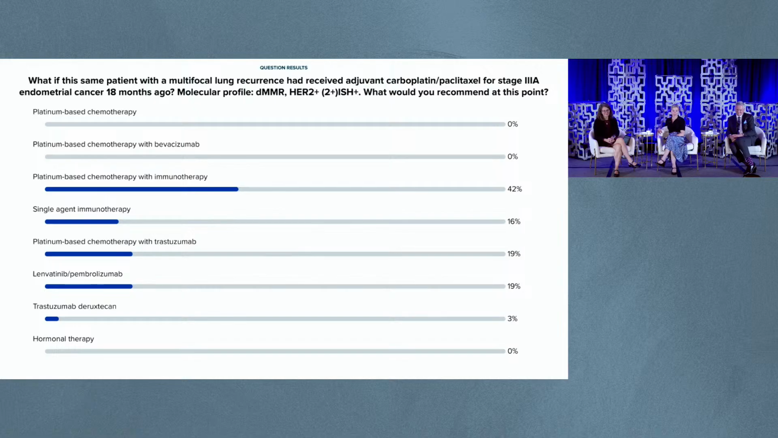All right. Okay, so she received chemotherapy previously. People would go to chemotherapy with immunotherapy at this time. Some would give single agent. Some still consider Len-Pem or trastuzumab. Great.